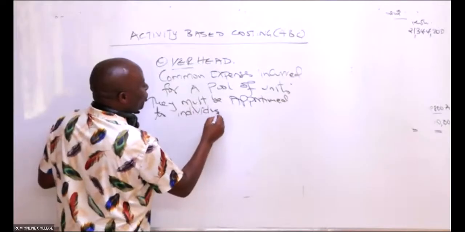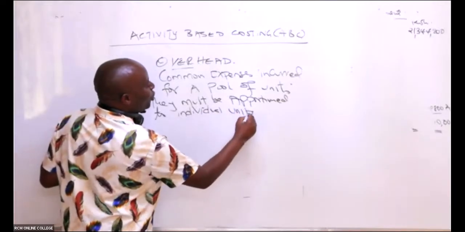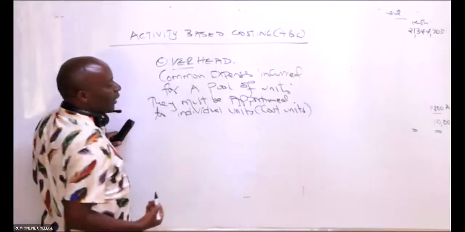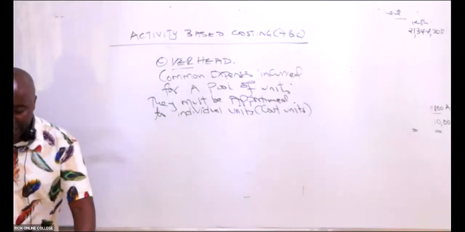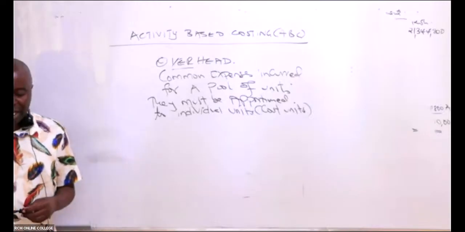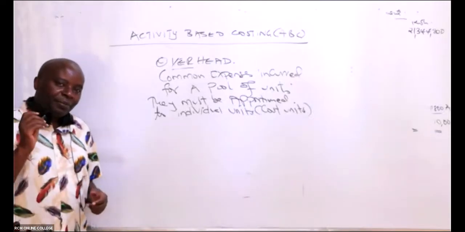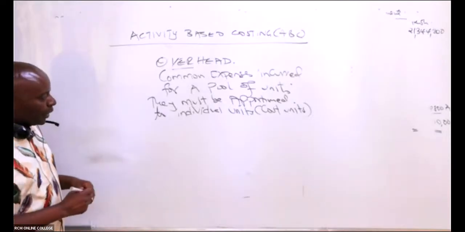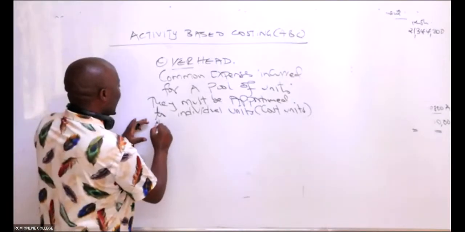They must be apportioned to individual units, what we call the cost units. So for pricing purposes, at the end of the day, these overheads must be apportioned. There are two methods of doing the apportionment.